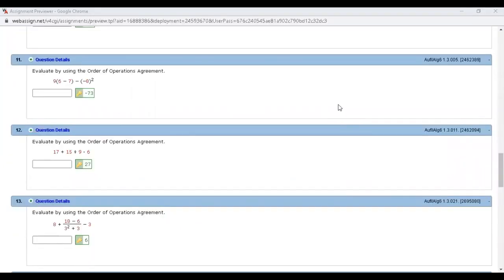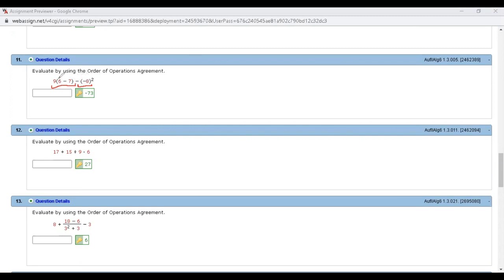So 11 through 15 is on objective 3. We have to do the order of operations. In these different problems, you're going to see a lot of those different things that we covered in objective 3. For this particular problem, we have to distribute this 9 through, and we have to distribute this negative through, or multiply by that negative. But we also have an exponent.